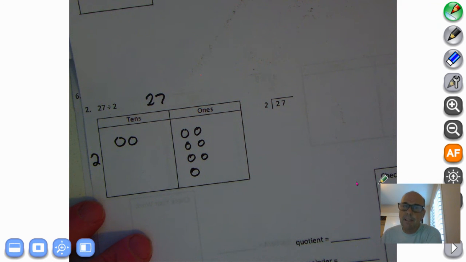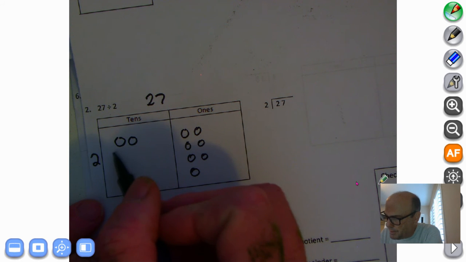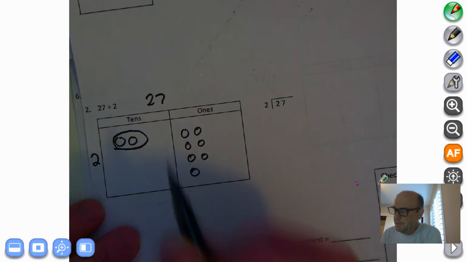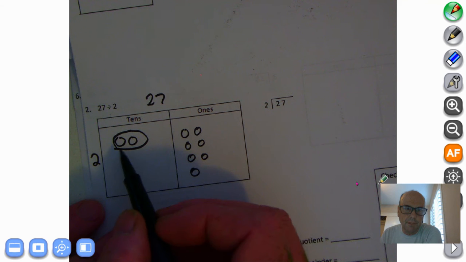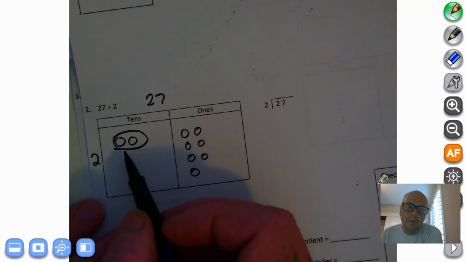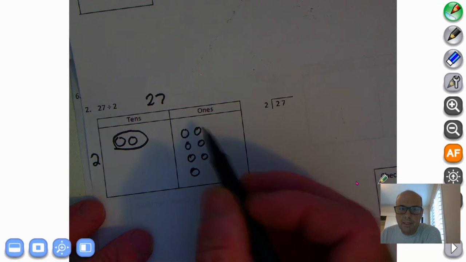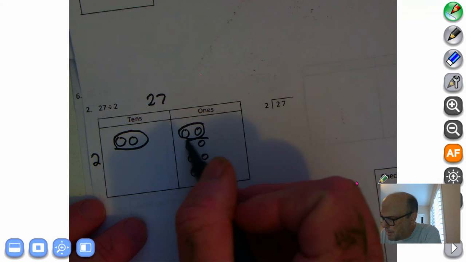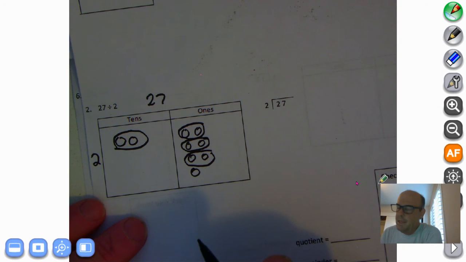All right. So what we have here is one group of two tens divided by 2 would be one group, right? Because basically what we're saying is 20 divided by 2. Not 2 groups of 2, 2 groups of 10, excuse me. Over here on the ones, we're going to break these into 1, 2, and we have 3 groups of 2 there, all right?